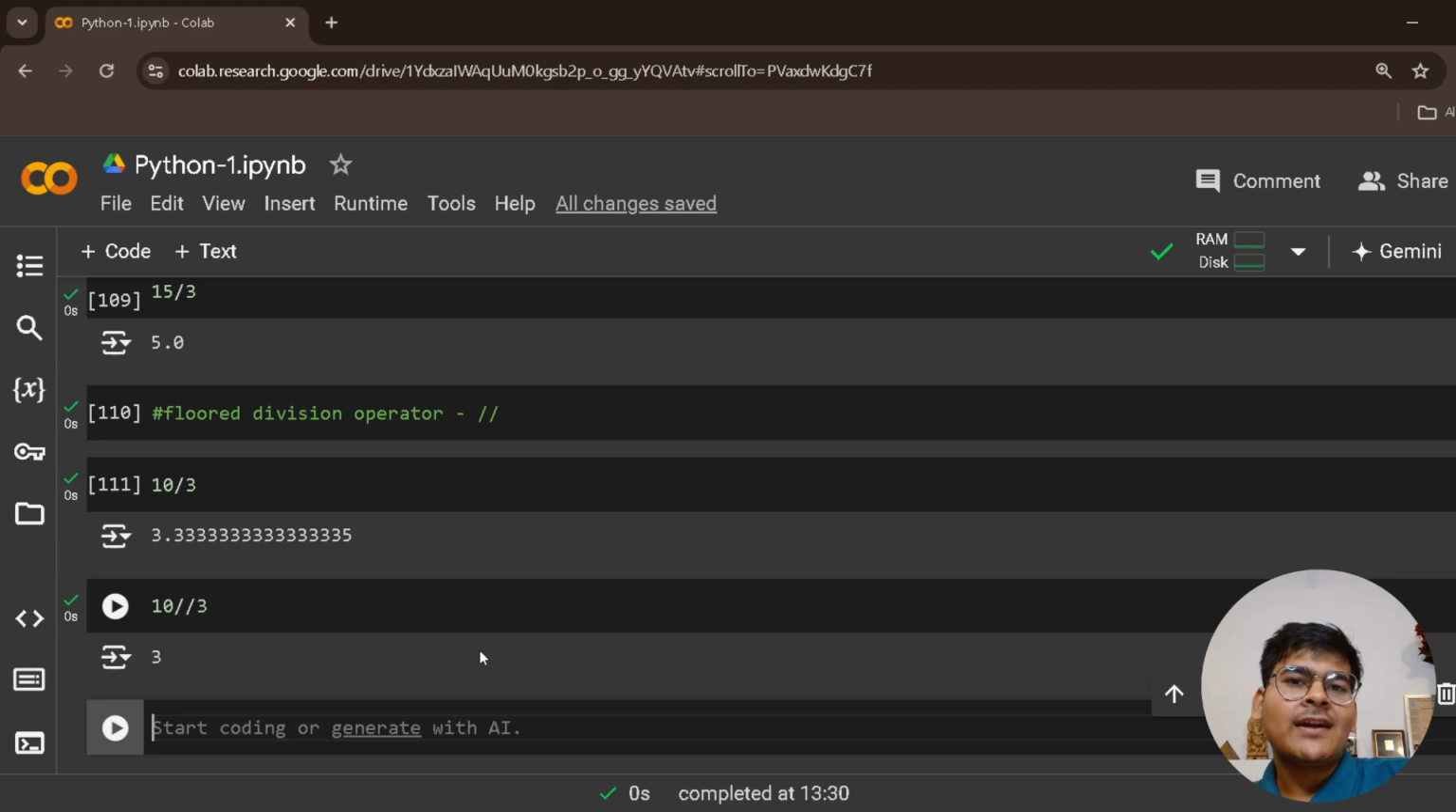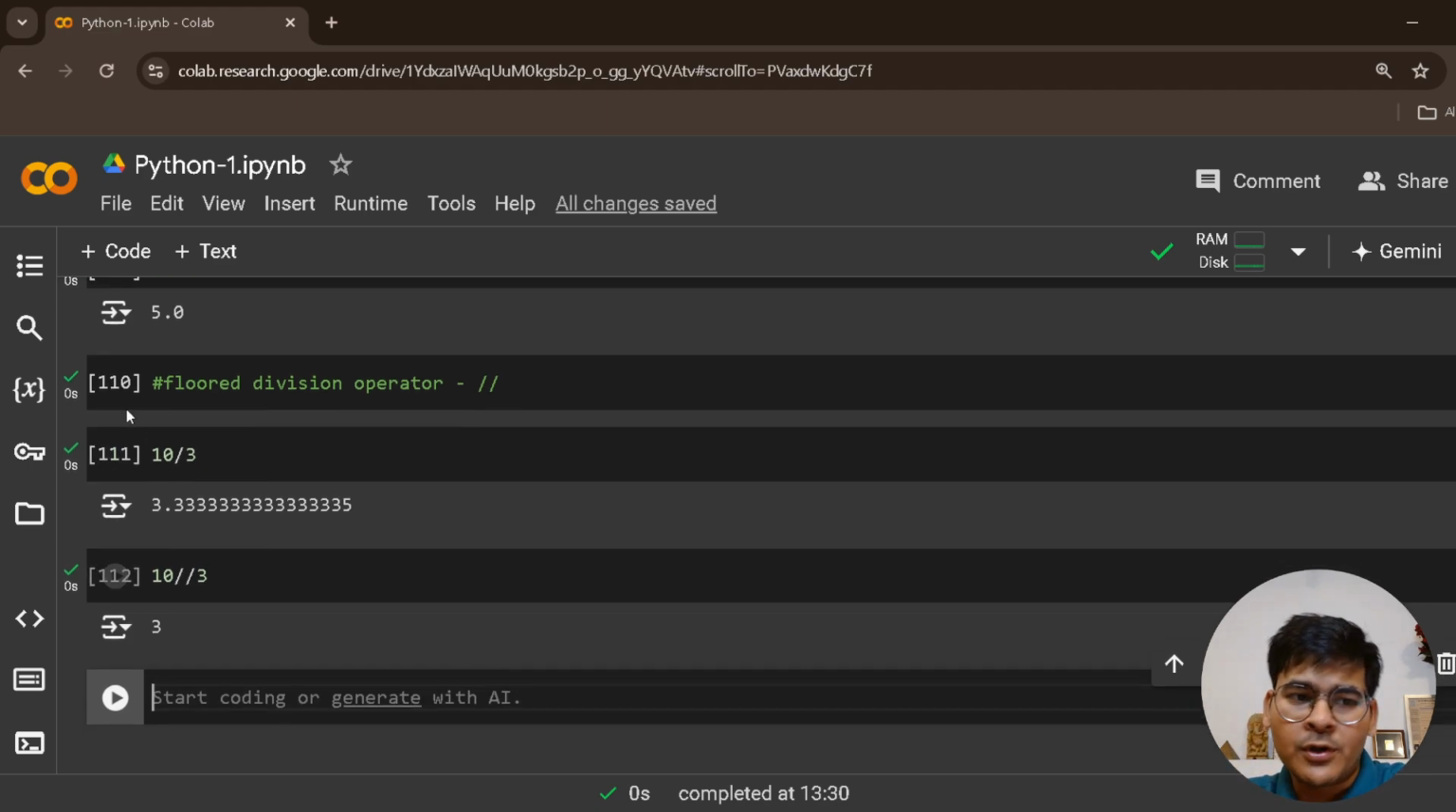The first thing to note is that your floor division operator will always give you the integer value, no matter if you divide two integers or not. But usually integer by integer is float, but floor division will give you integer. But AJ, how is this 3 coming? We need to understand that floor division operator actually performs floor operation on the result.